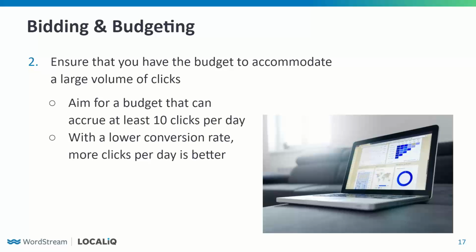In regards to your budget, because of all of the available impressions and clicks that are available on the display network, you need to ensure that your budget is large enough to accommodate that volume of clicks. A good rule of thumb for search is to accommodate at least 10 clicks per day, and I would recommend doing that as a minimum for the display network as well. With the lower conversion rate that the display network does have, being able to accommodate more clicks per day is definitely recommended.